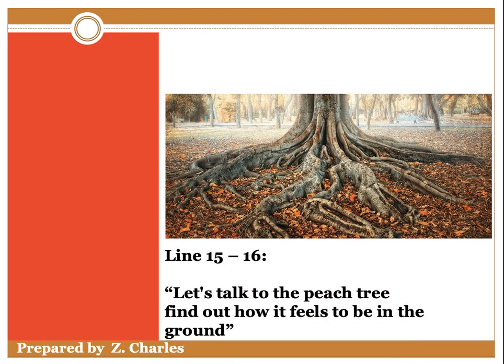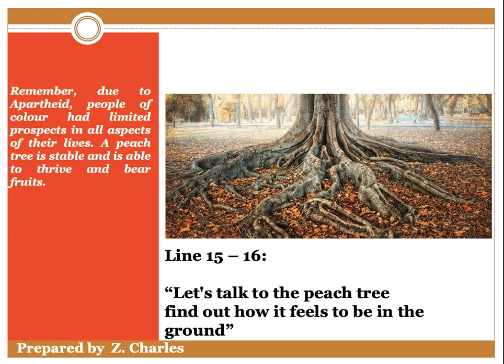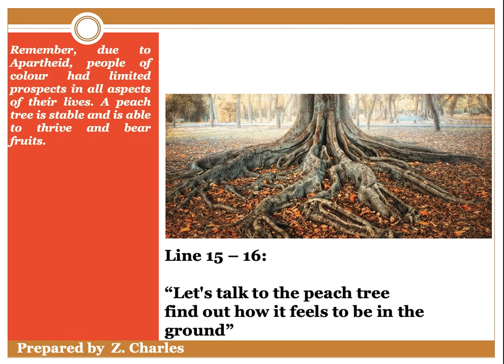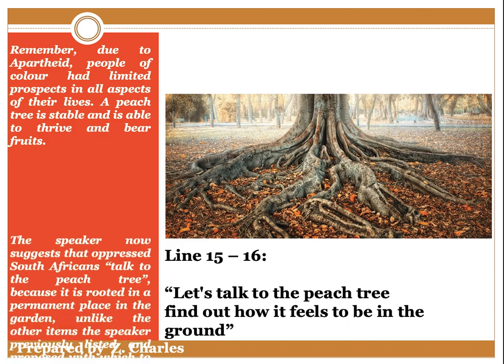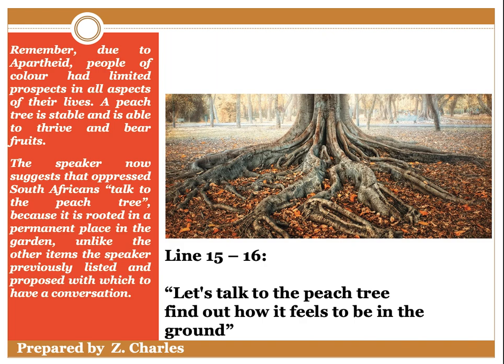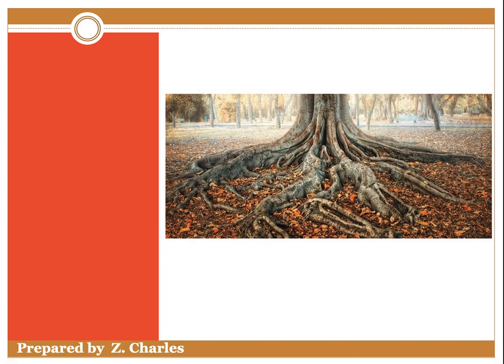So, check the bottom there of the tree. Let's talk to the peach tree. Find out how it feels to be in the ground. Check those roots in the ground there. Remember, due to apartheid, people of color had limited prospects in all aspects of their lives. A peach tree is stable and able to thrive and bear fruits. So, the speaker now suggests that oppressed South Africans talk to the peach tree because it is rooted in a permanent place in the garden, unlike other items the speaker previously listed and proposed with which to have a conversation.